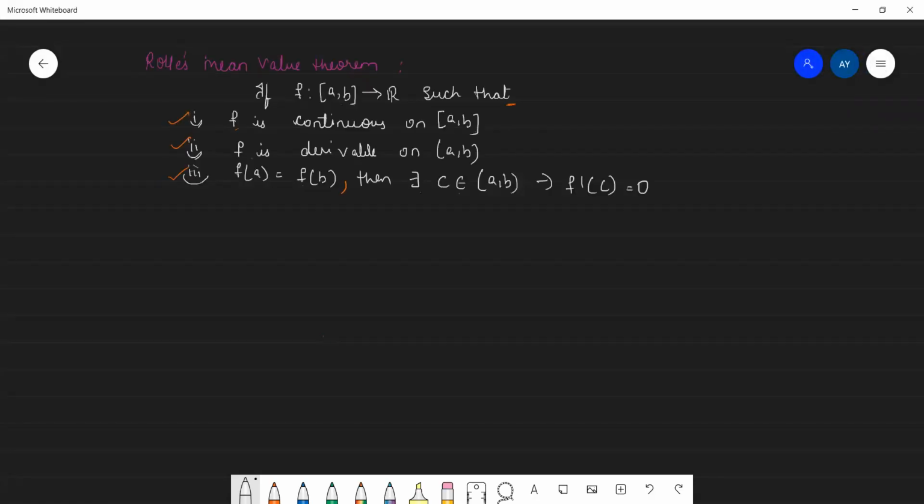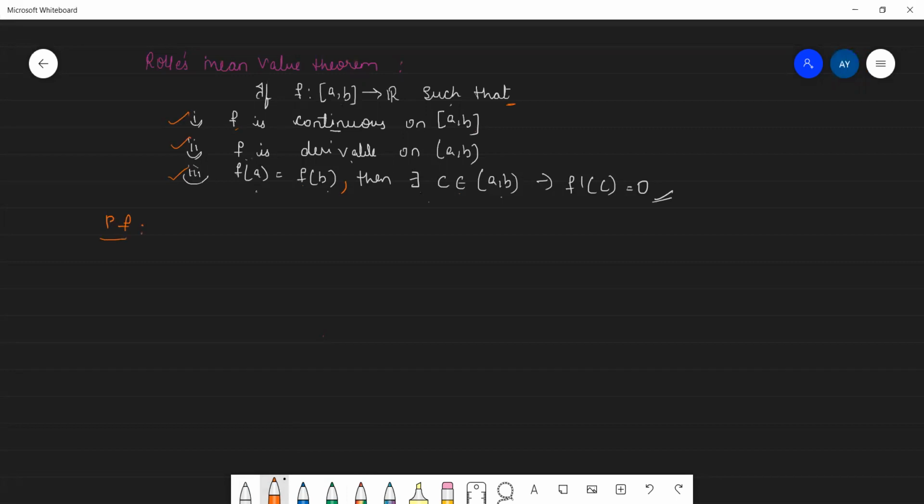Rolle's mean value theorem. If f is a mapping from [a, b] to R such that f is continuous on [a, b], f is derivable on (a, b), and f(a) equals f(b), then there exists c belonging to (a, b) such that its derivative is equal to 0. Moving on to the proof.